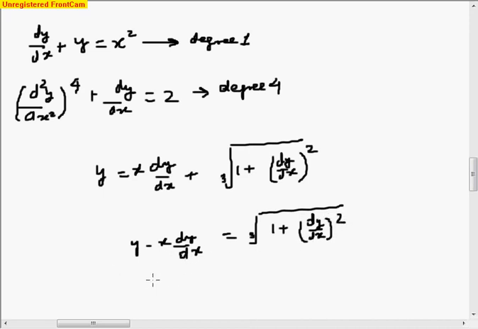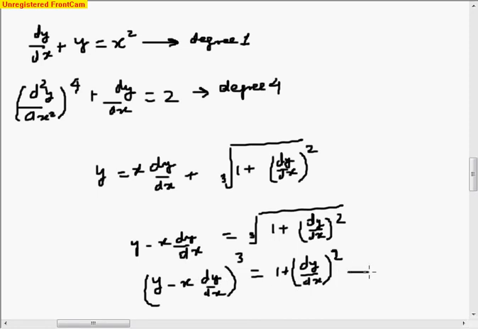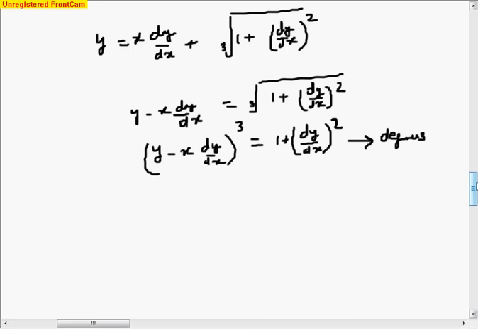1 plus dy by dx raised to power 2. Now I'll take power 3 on both sides. I'll get this thing raised to power 3 is equal to 1 plus dy by dx raised to power 2. So now clearly the highest order derivative, which is dy by dx, has a power 3. So the degree of this differential equation is 3. So all you have to do is make your differential equation free from radicals and fractions before deciding the degree of the differential equation, right?